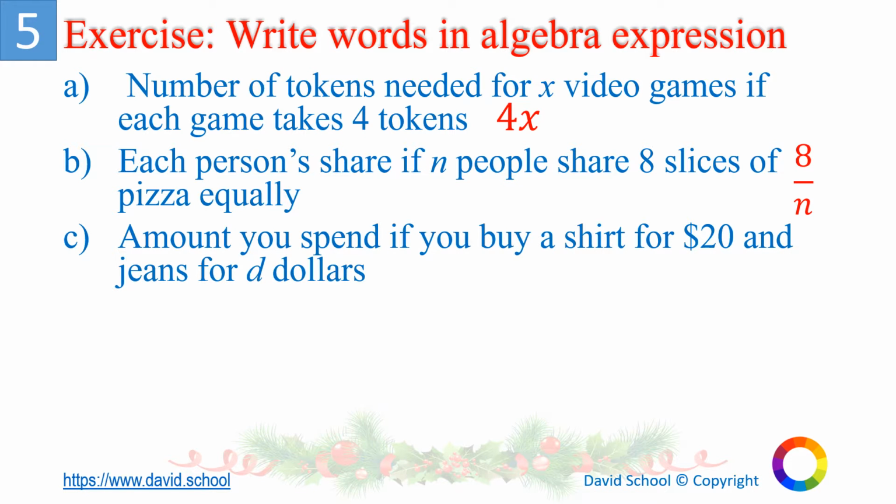Amount you spent if you buy a shirt for $20 and jeans for $D. Shirt is $20 and jeans is $D. It would be 20 plus D.